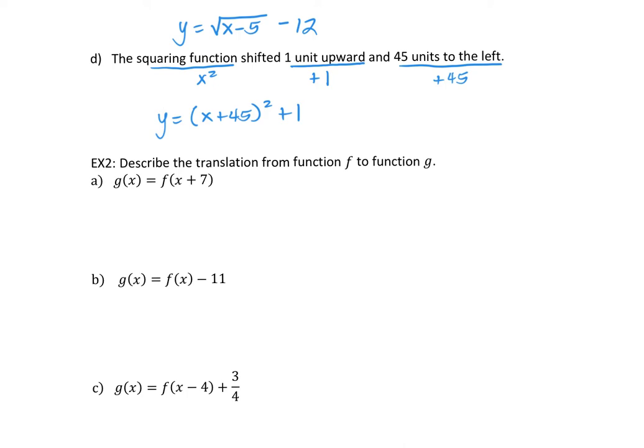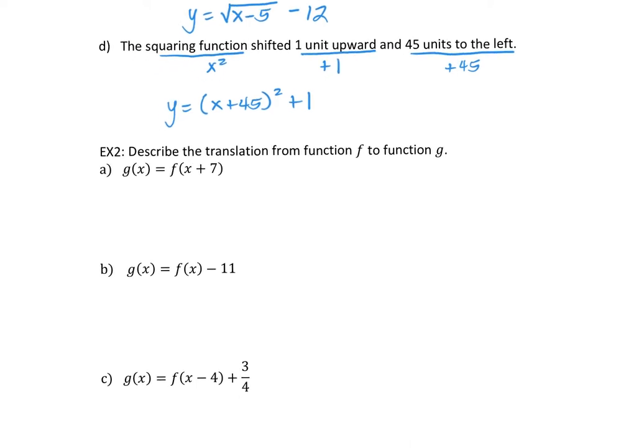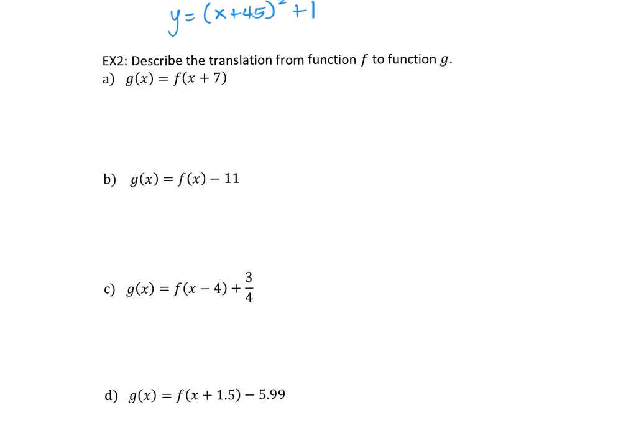So now that we've gone from words to equations, let's go the other way from an equation to words. In example 2, we want to describe the translation from our function f to our function g. Part A, g of x is equal to f of x plus 7. So here we're adding 7 to the x value, which is, remember, going to be a translation left or right, but since we're adding 7, it's going to be left.